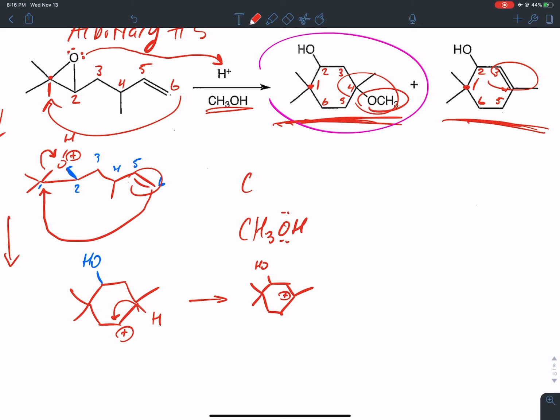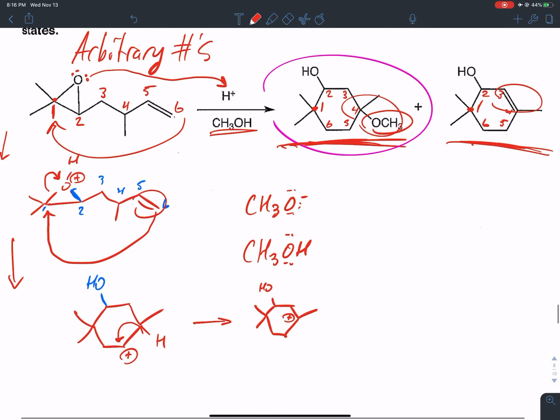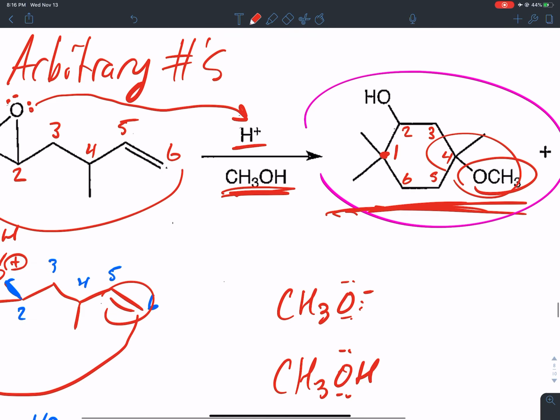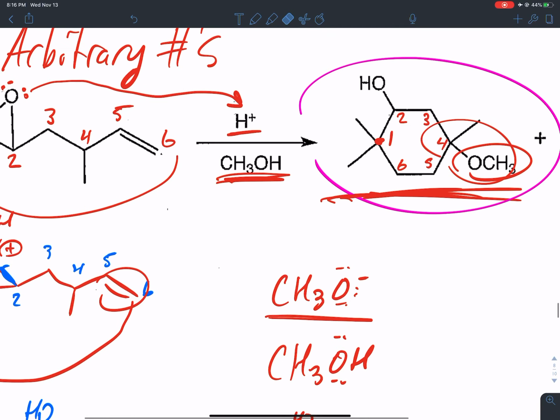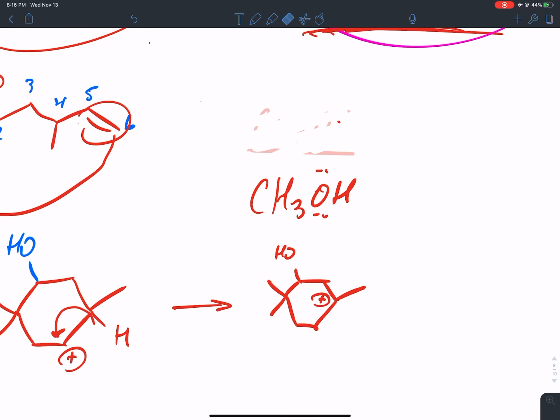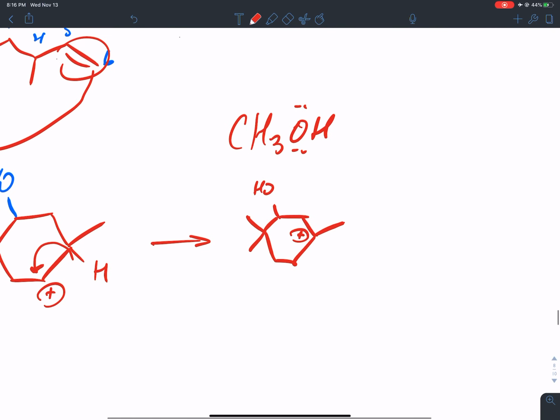Can we use methoxide? What do y'all think? Can we use methoxide? No. So first reason, the most obvious reason, is that we're not given methoxide. So that's the first reason. The other reason is, think about this. We're in acidic conditions. Would methoxide exist in acidic conditions? No. So yeah, there's two reasons why we can't use that. So we have to use methanol. One of the lone pairs is going to come attack the carbocation.